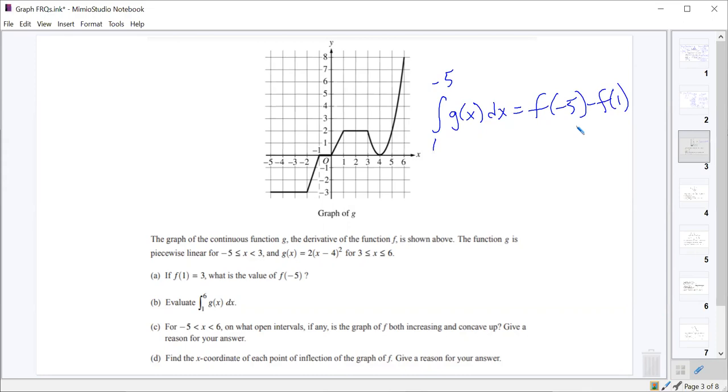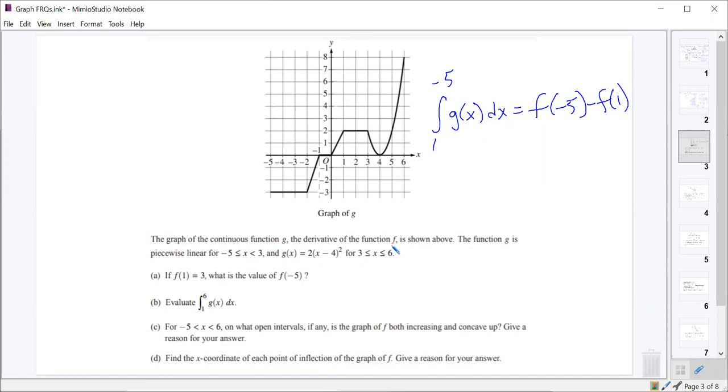Wait, I'm not getting it. Can you just go through it one more time and explain what's going on on the right side of the equation? Well, the integral of g is f, right? If f is the derivative of g, then the integral of g should be f. So if I integrate g, I should get f, and I need to evaluate it at my upper limit, and I need to evaluate it at my lower limit.